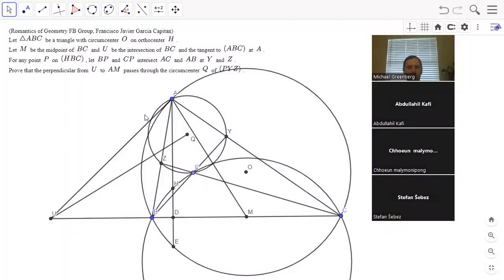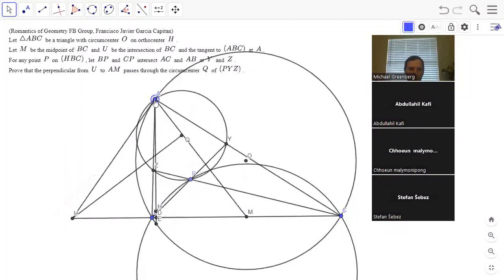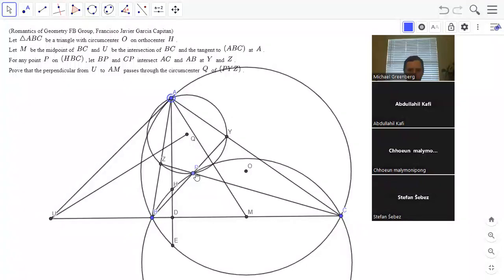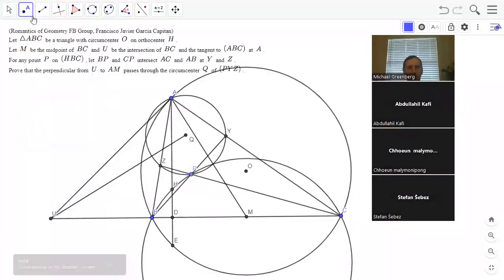So AU, AB, AC, and the symmedian are in harmonic conjugation. So maybe that helps. Are these concurrent? Yeah, it looks like they are. Is that obvious? Maybe that was it. Okay, that concurrency, that is the Humpty point. So it kind of makes sense.